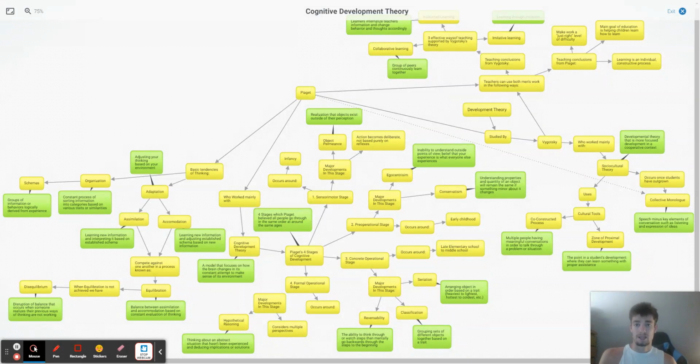And it's based on continuous evaluation. So a lot of self-reflection. Formative assessment might fit into there. It might be something that aids equilibration. And when equilibration is not achieved, we have disequilibrium, which is the disruption of that balance when someone realizes what they were doing is not working.